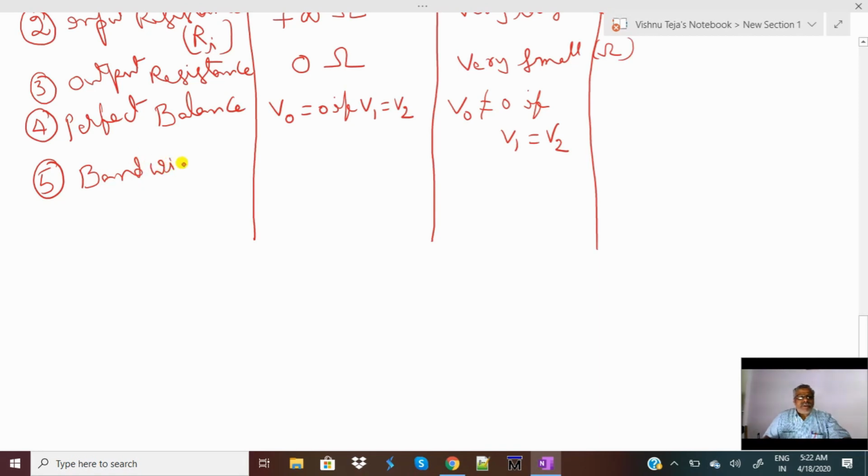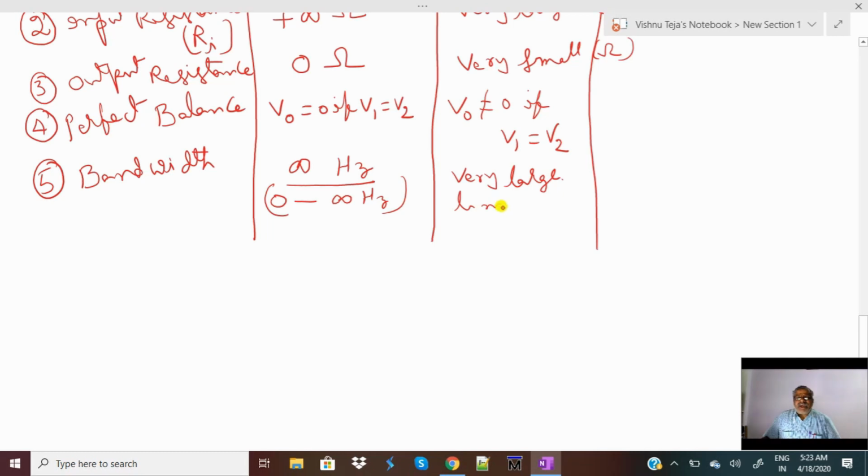Bandwidth of the operational amplifier. For the ideal case, the bandwidth will be equal to infinite Hz. Practically, bandwidth will be very large. Bandwidth is infinite means, in ideal case, the circuit is able to amplify all frequency signals from 0 to infinite Hz. But any practical circuit has some limitations. It cannot amplify up to infinite frequencies. So practically the bandwidth is always limited. But here the expected value will be large. But bandwidth is always limited for any given practical circuit.